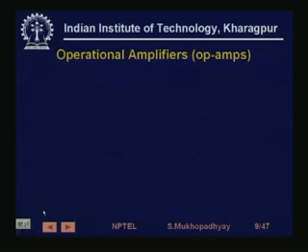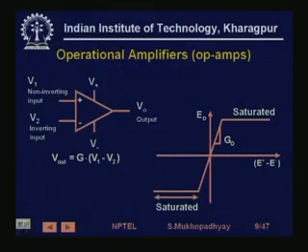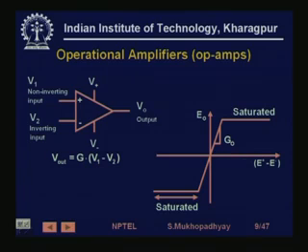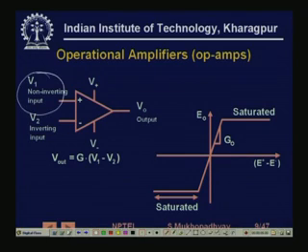Now we come to the second element, which is an extremely important element in analog signal conditioning, the operational amplifier. The operational amplifier is a circuit made of transistors which behaves in a nice manner. It behaves very close to an ideal amplifier. It has two input terminals. This one is called the non-inverting input, another is called the inverting input, marked by plus and minus, and the output is proportional to the difference between the non-inverting and inverting input.